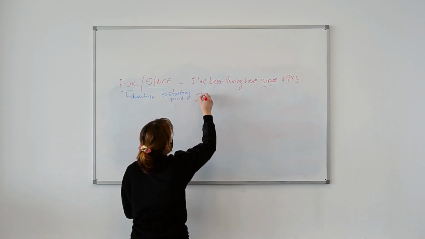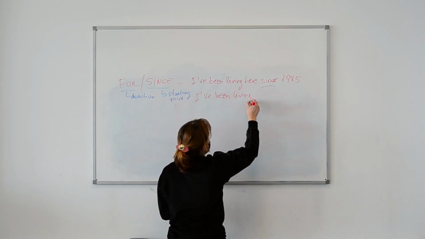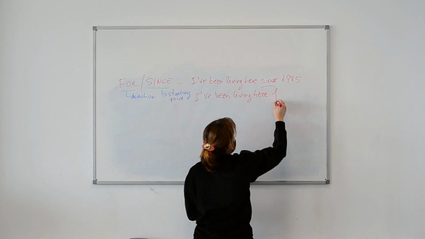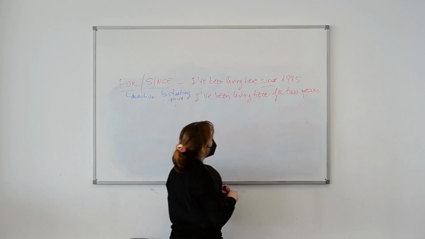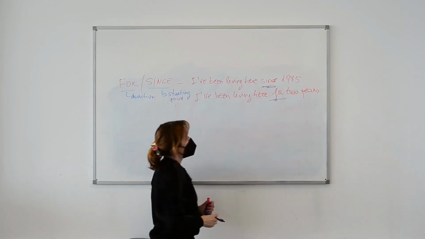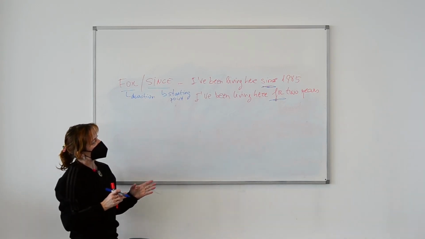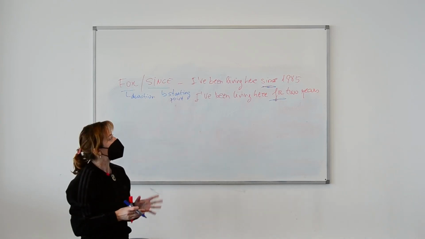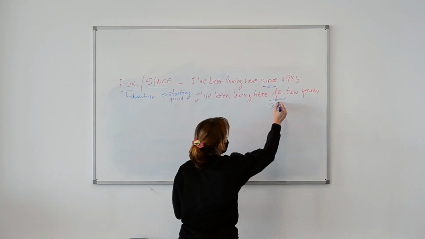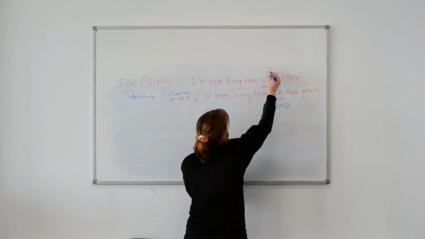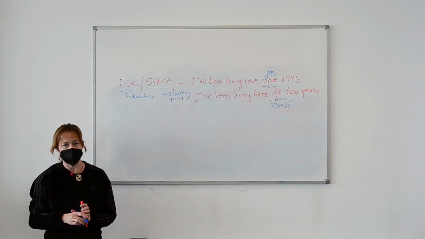If we say I have been living here for 2 years, it means that we have lived here 2 years and maybe we are still living here, but it refers to the duration. The first sentence refers to the starting point, the second sentence refers to the duration of the action. We can never say since 2 years or for 1985. It is not possible, okay?